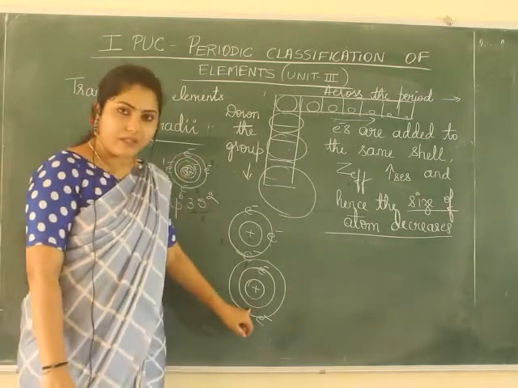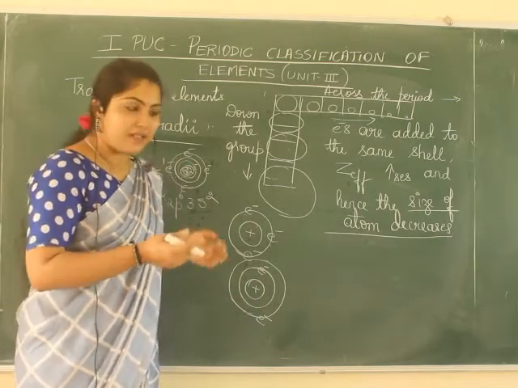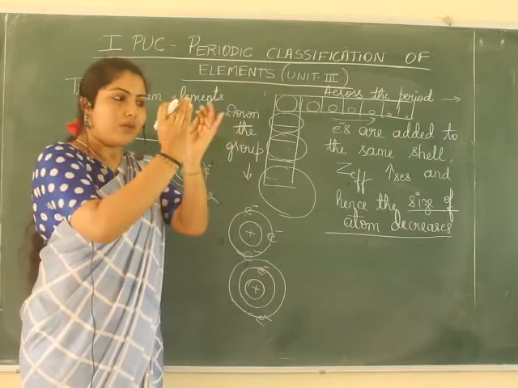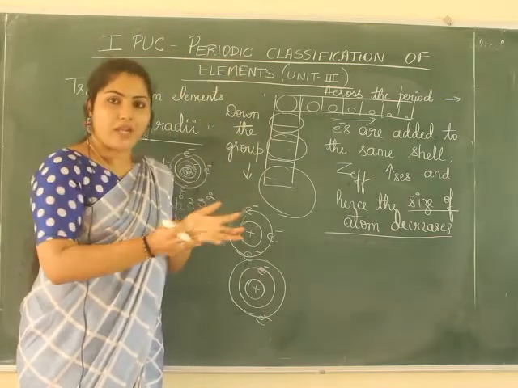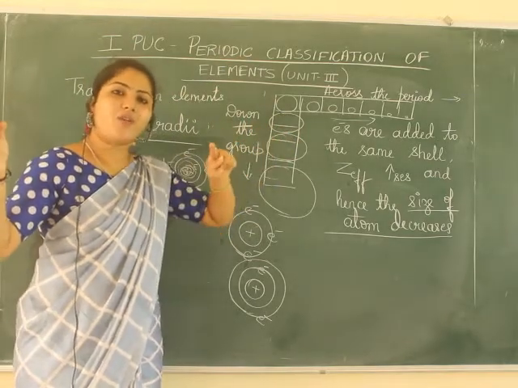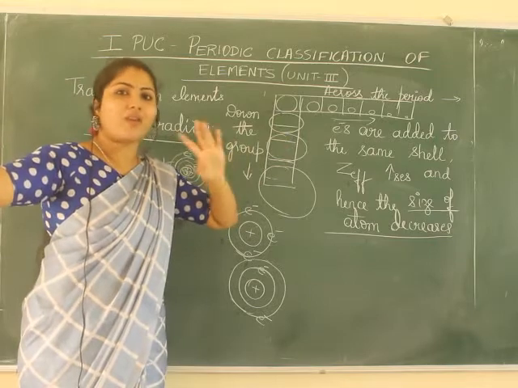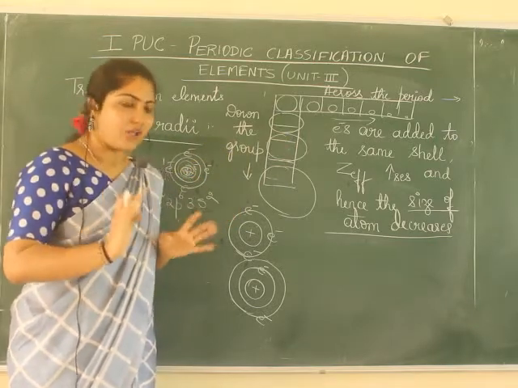Now what happens? Will the size increase or decrease? Extra shell has been added, isn't it? So nucleus was there, one shell was there for sodium. Now an extra shell has been added, so the size goes on increasing. Why? The nucleus doesn't pull the outermost electron more effectively. Effective nuclear charge decreases. Got the point?